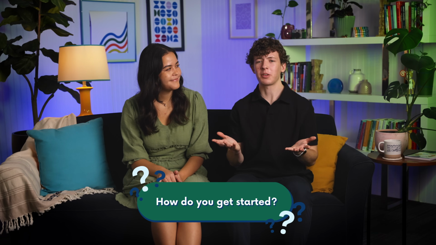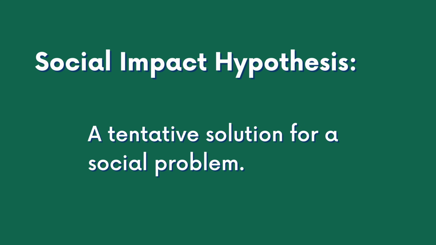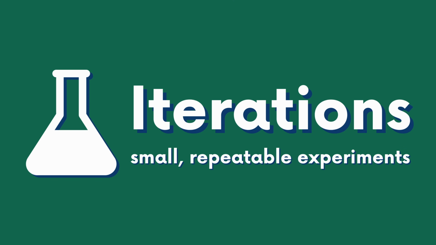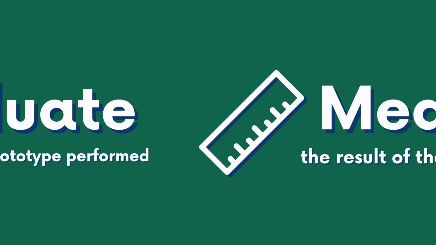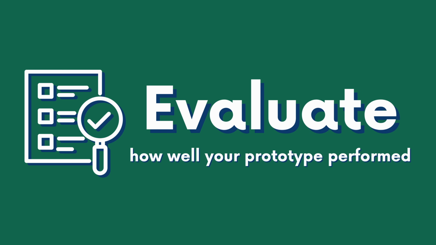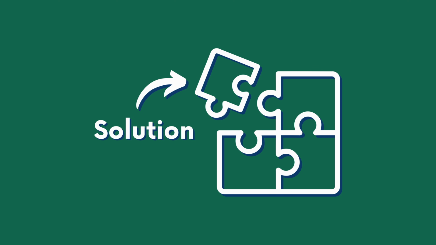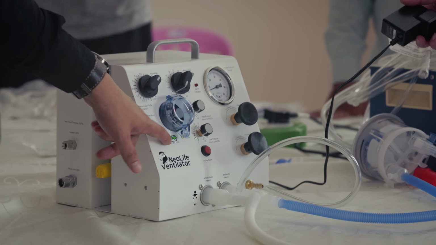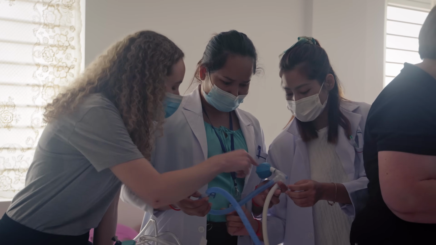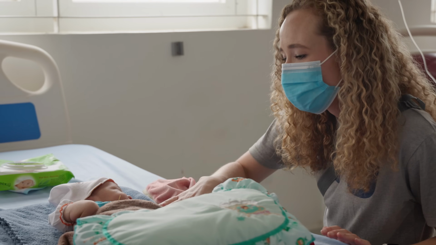So, how do you start experimenting? You first need to create a hypothesis, or a tentative solution for a social problem. You then test that intervention in iterations, small, repeatable experiments. You measure the result of those experiments and then evaluate how well your prototype performed. Then you repeat the process until you've developed the solution that fits the problem. To do that, we'll look at a real-world problem that our friends at Neonatal Rescue are working on right now, providing access to healthcare training and low-cost ventilators to decrease newborn mortality rates in developing countries.